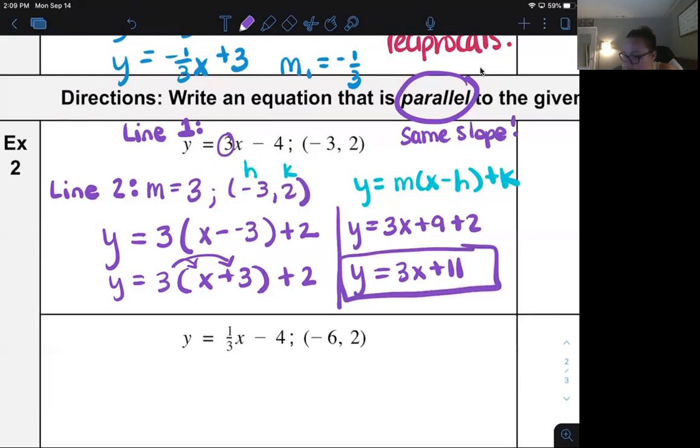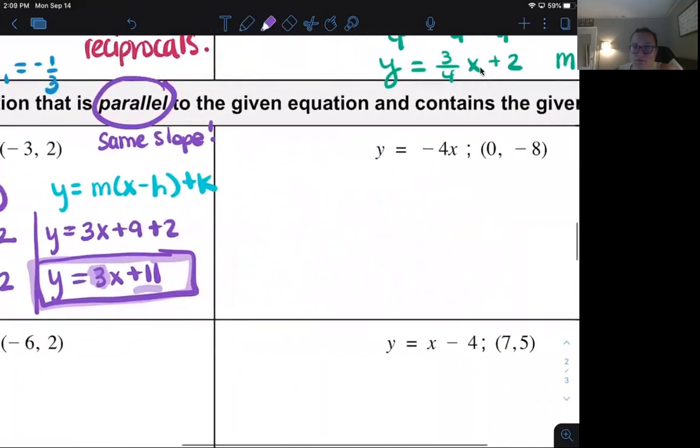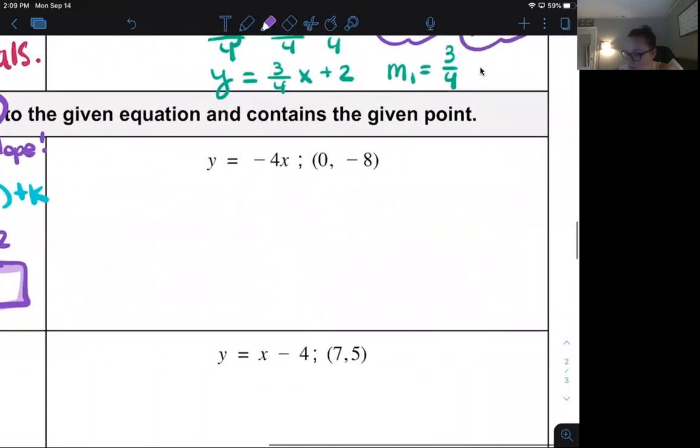And as you can see, line 2 has a slope of 3, line 1 has a slope of 3, and they have different y-intercepts. Therefore, we have two parallel lines. So this can be our answer. This is the equation of a line that is parallel to the first equation of the line that we were given. So let's do example 2 together, or part 2 of this example together.